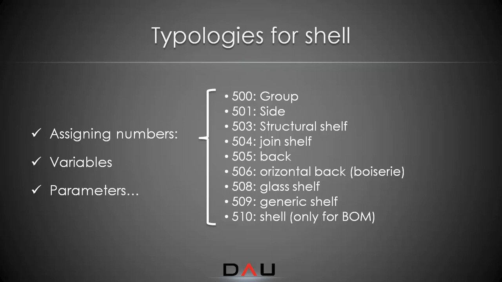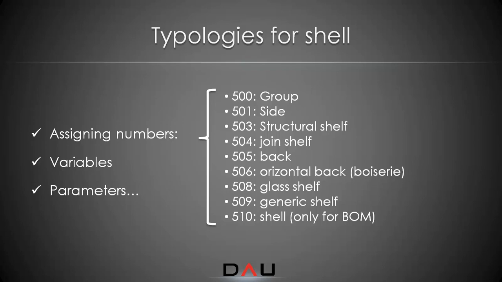We prefer to have a different typology for the bill of material and also for the orientation of the very same typology. 508 is for the glass shelves, 509 are the generic shelves. The difference to other structures is in the fastening method. And 510 corresponds to the shell, and it's only used for the bill of material, and therefore it doesn't have a graphic representation.